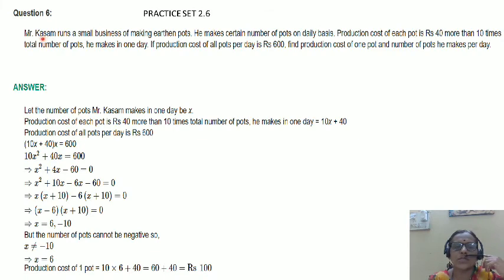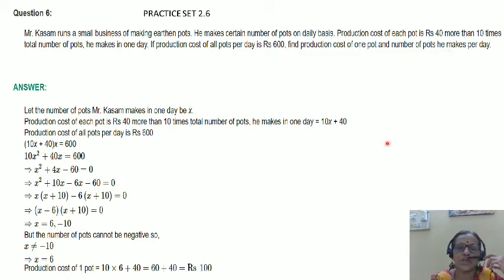Your next question is: Mr. Kasam runs a small business of making earthen pots. He makes a certain number of pots on a daily basis. The production cost of each pot is rupees 40 more than 10 times the total number of pots he makes in one day. If the production cost of all pots per day is rupees 600, find the production cost of one pot and the number of pots he makes per day.